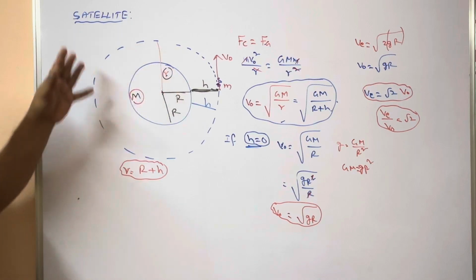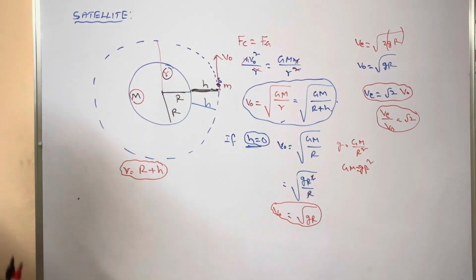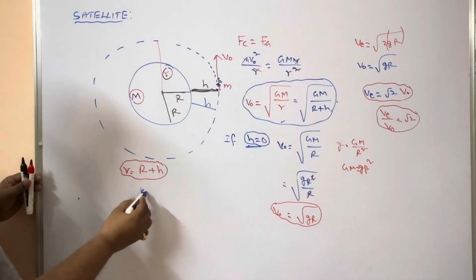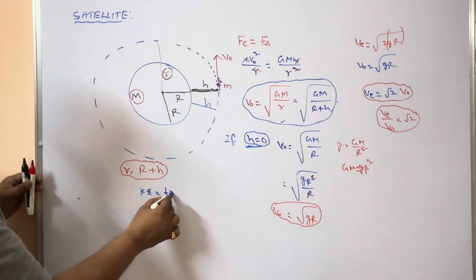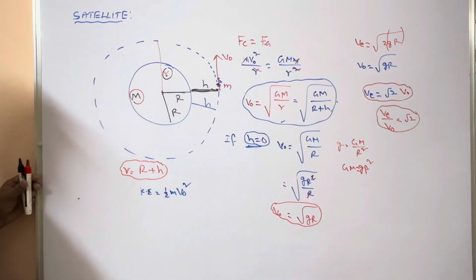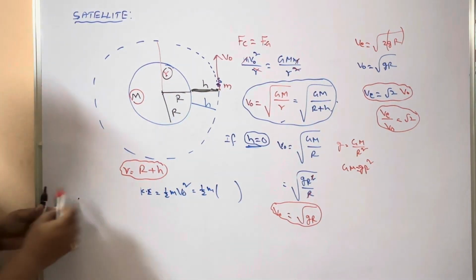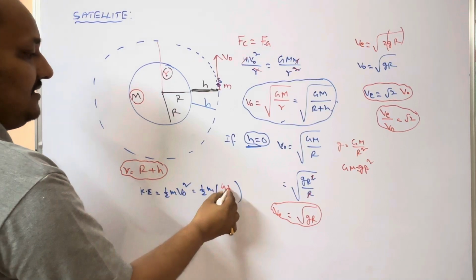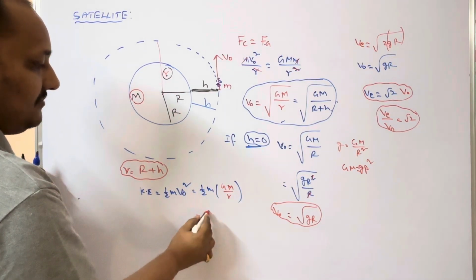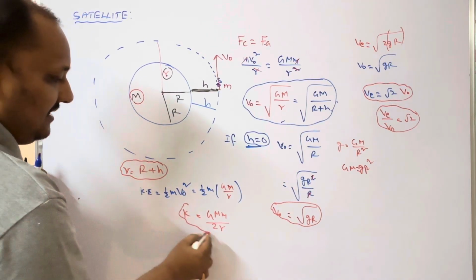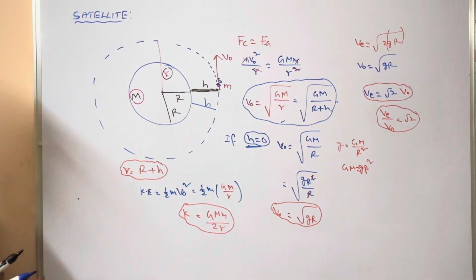Next, what is the energy of this revolving satellite? First, the kinetic energy of the revolving satellite is equal to half m v naught square. So half small m, and what is v naught square here? V naught square is G capital M by r. So it is GMm by 2r. This is nothing but the kinetic energy of the revolving satellite.